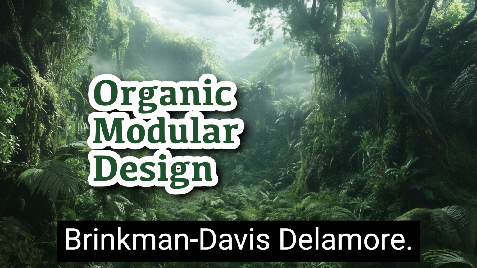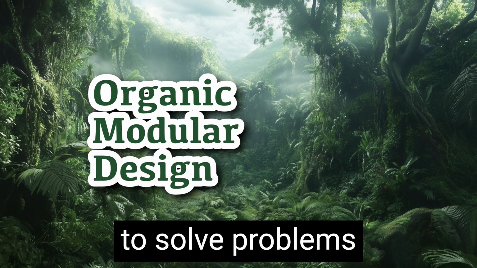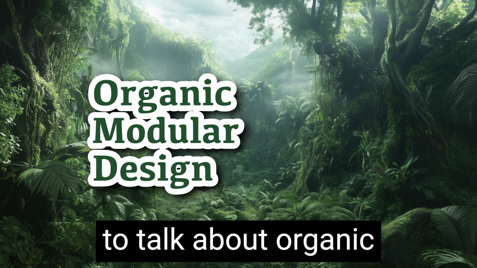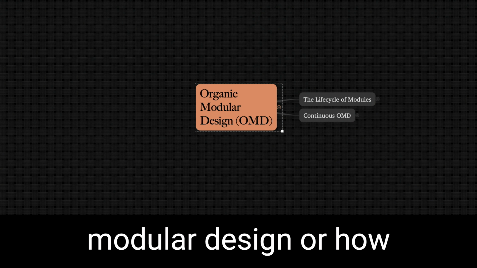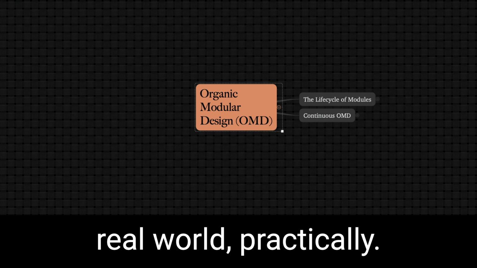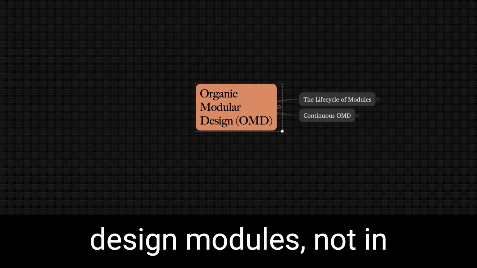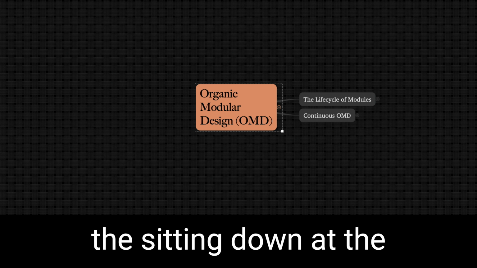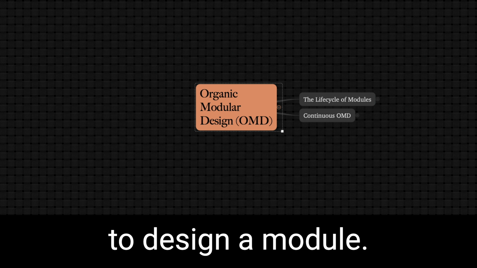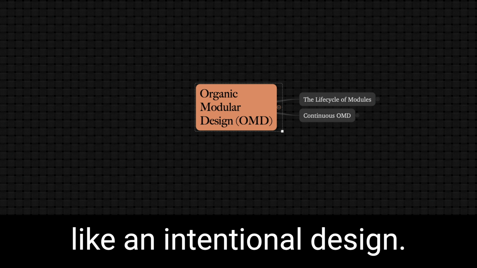Hello, I am Shane Brinkman-Davis-Delamore, and this is Code and Optimism, a show where we explore how to solve problems faster with software. Today, we are going to talk about organic modular design, or how to design modules in the real world practically. And here's the key thing. You're not really going to design modules, not in the sitting down at the whiteboard with your team, thinking through heavily how you're going to design a module. It is much more like an evolution of modules than like an intentional design.